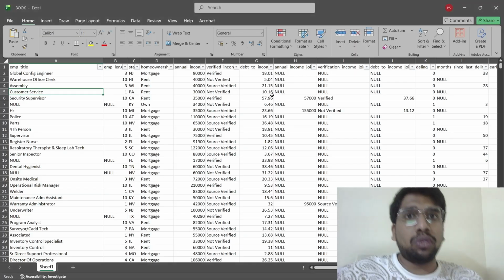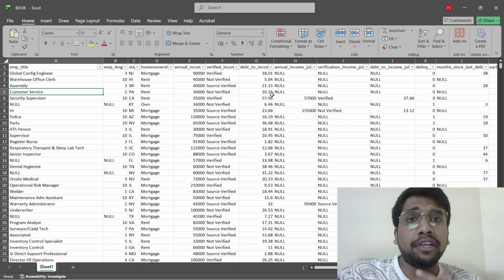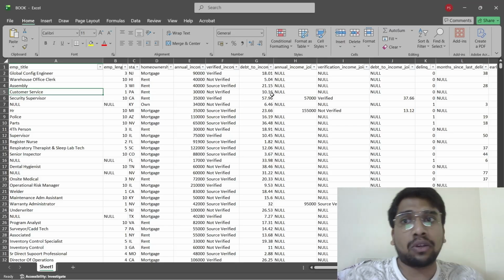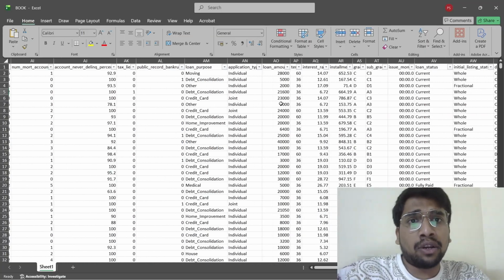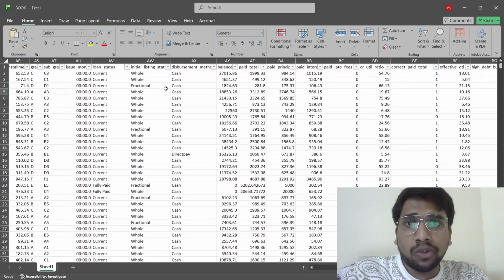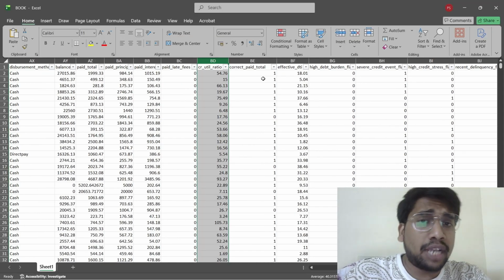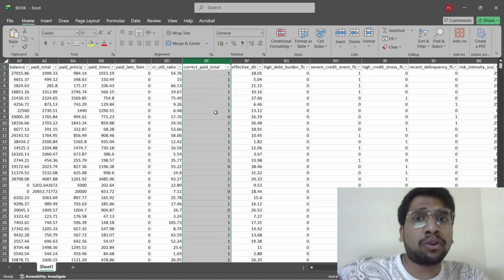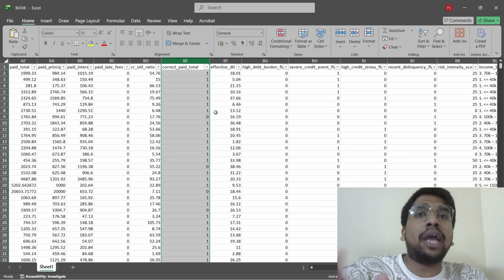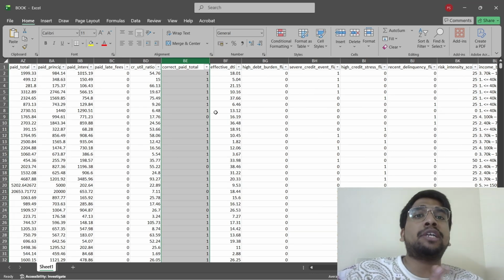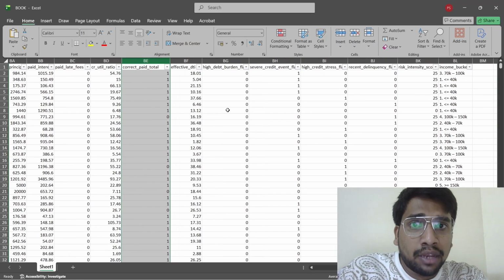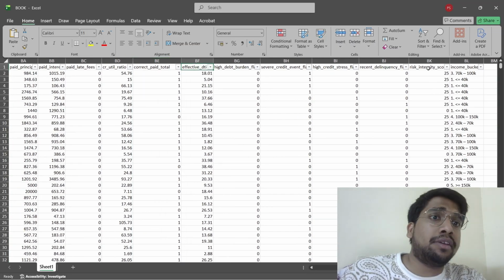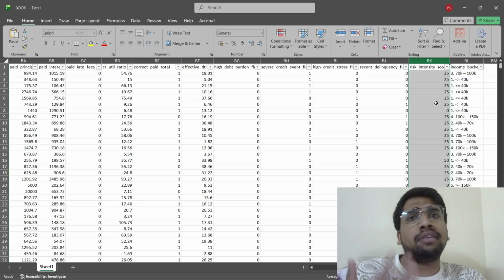Before we go to the EDA part, the exploratory data analysis part, I would like to first show you how our final dataset looks. The initial columns are the same, there are no such differences. From here you can see that we have the credit utilization ratio, and the correct paid total. This was the logical check that I had done earlier, and later on I thought of making this an important flag, as a different column, so that I can check if there are some problems here and there or not. It is the difference of the paid total and the sum of principal payment, interest payment, and late fees. Then we have the effective DTI. Then the four flags, and the risk intensity score, which is in the range of 0, 25, 50, 75, or 100.